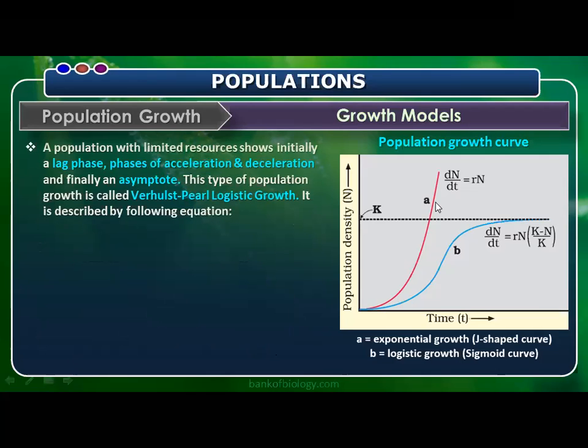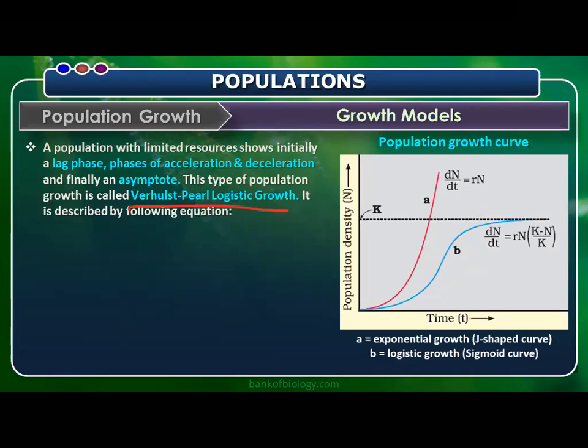Then what about the phases? A population with limited resources shows initially a lag phase. Then after that, the logarithmic phase, phases of acceleration. If it increases more, then deceleration comes. Then it reaches the normal growth curve. So you should understand it like this: a sigmoid shaped growth curve, and finally an asymptote. What is the meaning of the asymptote? Carrying capacity. This type of population growth is called the Verhulst-Pearl logistic growth curve.